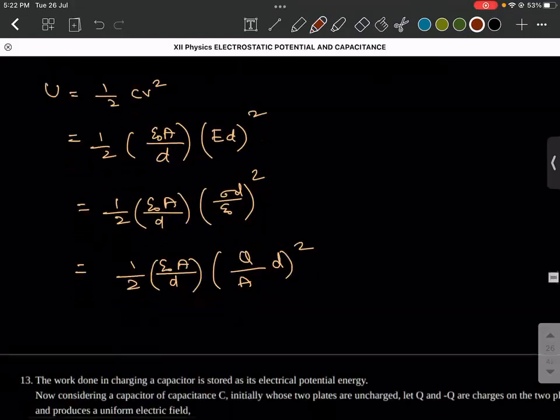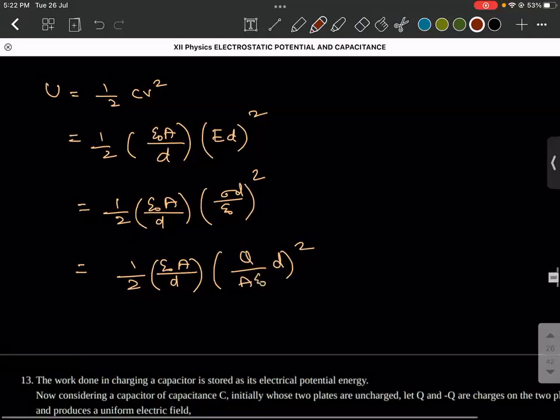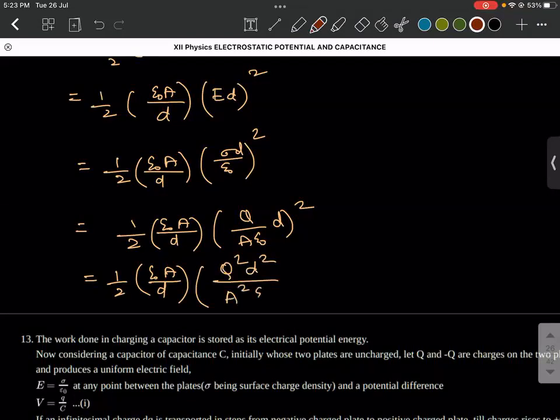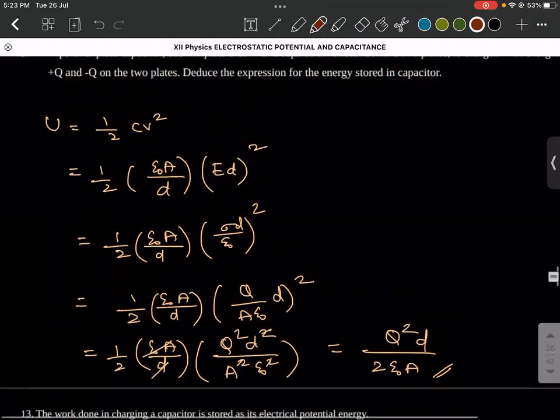Can I do this? So half epsilon naught A by D into Q square D square divided by A square into epsilon naught square. These will get cancelled by this. This is gone. So Q square divided by 2 times epsilon naught A multiplied with D is the answer. Is it clear? So please make a note of it.